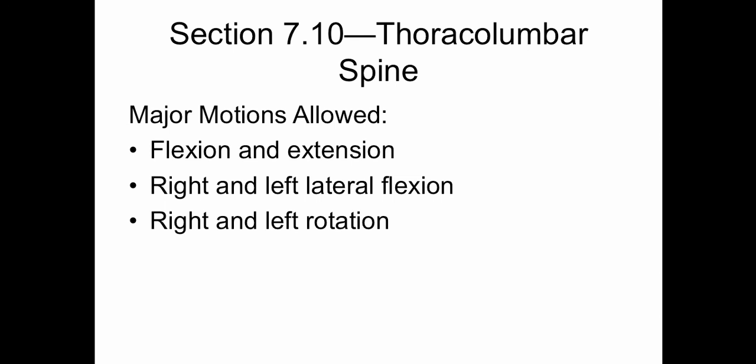The thoracolumbar spine includes both the thoracic and lumbar regions of the spine. Since they are both located in the trunk, their motions are often coupled together and assessed together. The major motions of the thoracolumbar spine are flexion and extension, right and left lateral flexion, and right and left rotation.